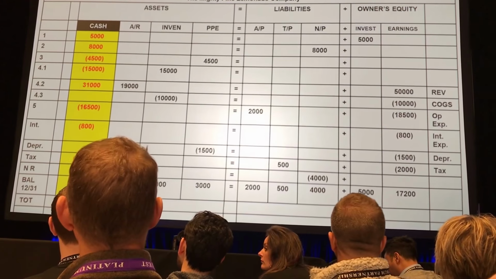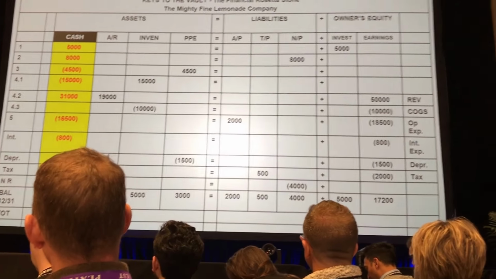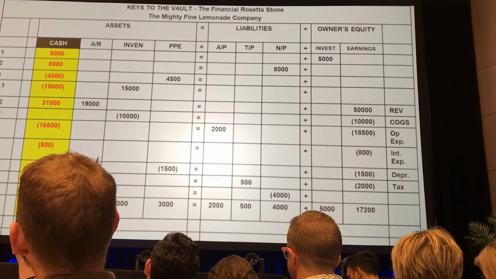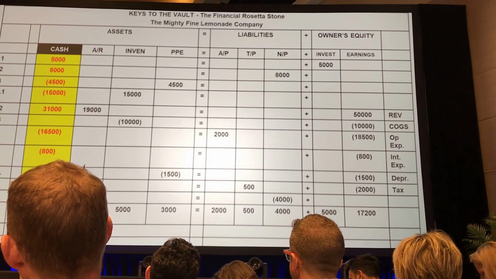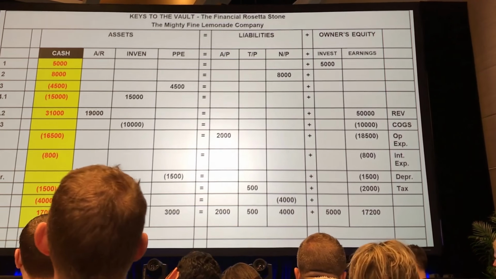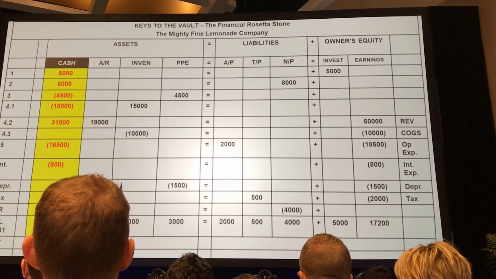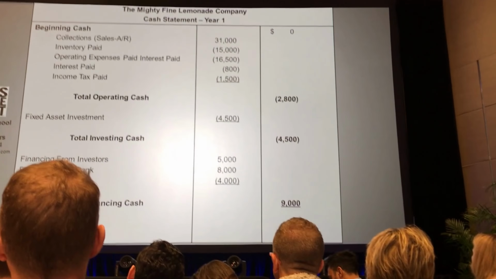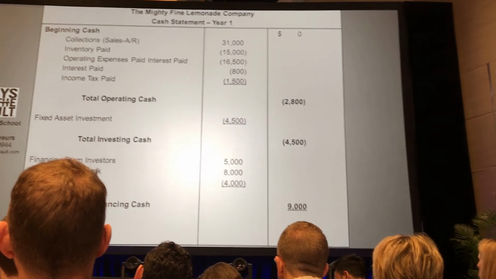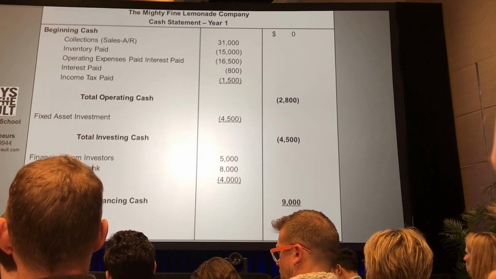Take a look at that left-hand column. That left-hand column is all of the cash transactions that happened during the course of the year. My cash went up by $5,000, then it went up by $8,000, then it went down by $4,500, then it went down by $15,000. And every one of these transactions that you're seeing in the Rosetta Stone are exactly the same as the transactions on a statement of cash flow. The only difference, here it comes, is that the statement of cash flow and the Rosetta Stone are in a little bit different order.